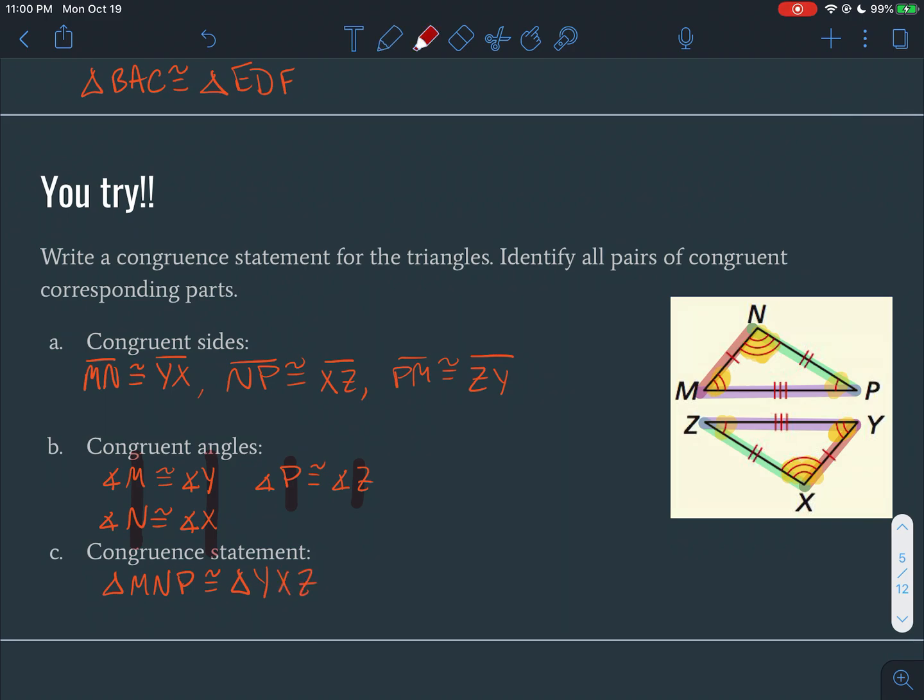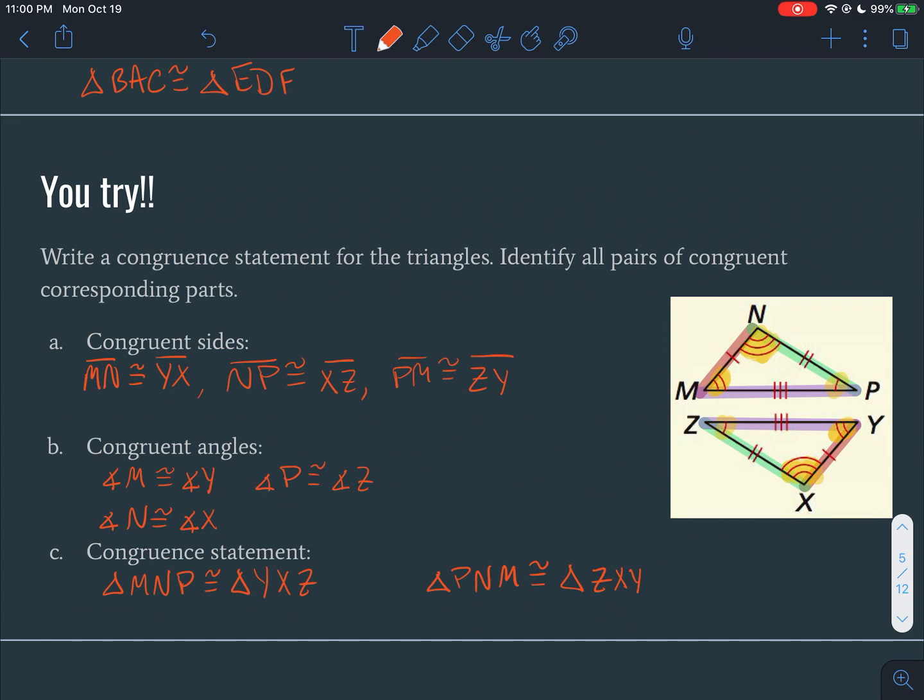Okay, corresponding parts go in the corresponding orders. I could have named that first triangle something different. I could have named the first triangle PNM, for example. When I name the second triangle, P goes with Z, N goes with X, and M goes with Y. So corresponding parts go in the same order.